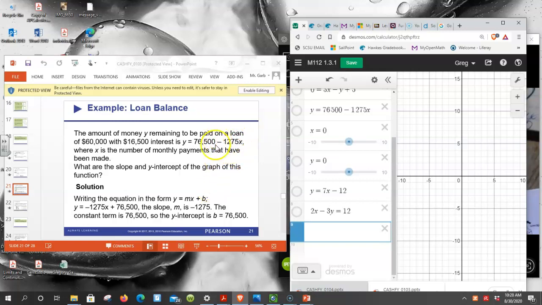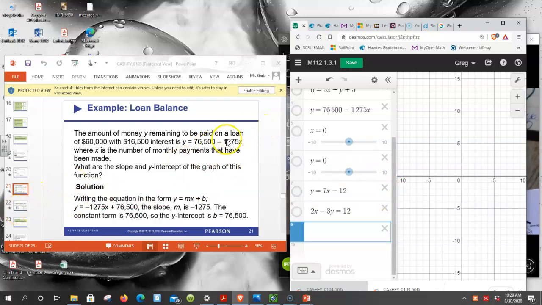So the slope is right here. It's already in slope-intercept form. y equals mx plus b. b is going to be your 76.5. That's at time 0. You owe $76,500. That's what that means. So we don't have to go back and redo that one. We can see it right there.